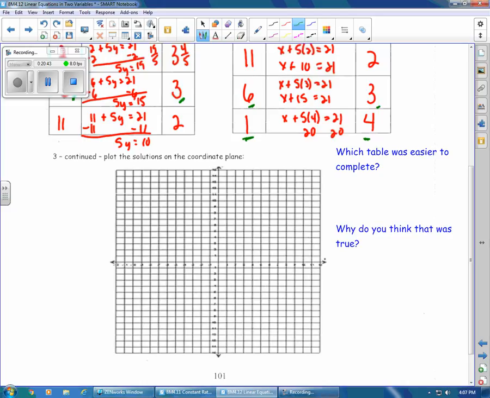Looking at our graph, there's only 3 points that I came up with that are actually going to be on the graph. So we have 1, 4. So 1, 2, 3, 4. It's right there. And then we have 6, 3. And then we have 11, 2.